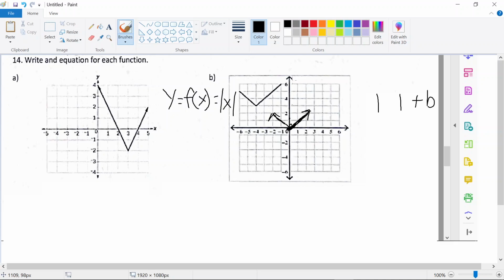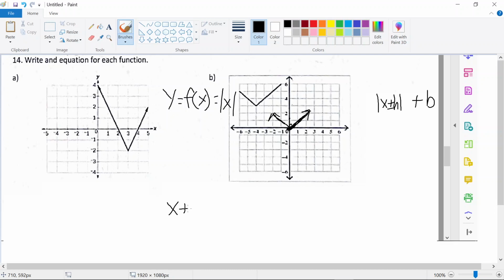Now, if there's a shift left or right, it's opposite of the sign. So in other words, I'll just call it h. So h is the left or right shift, and it goes opposite sign. So if it shifts to the left, it's positive. If it shifts to the right, it's negative. So this one is 1, 2, 3, 4 to the left. That means positive, so it's going to be x.